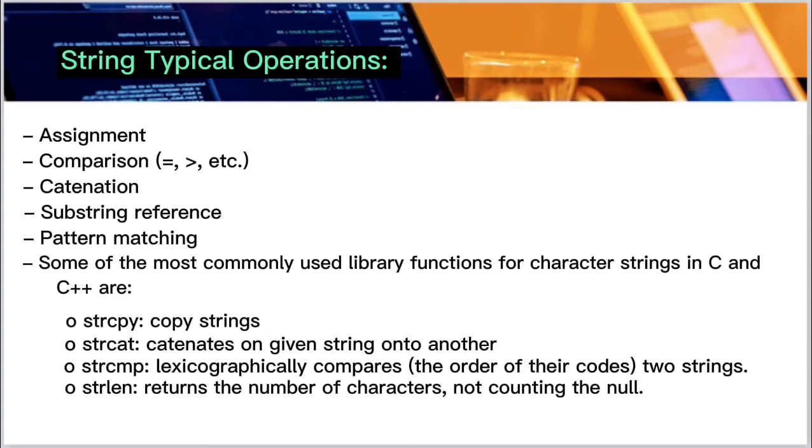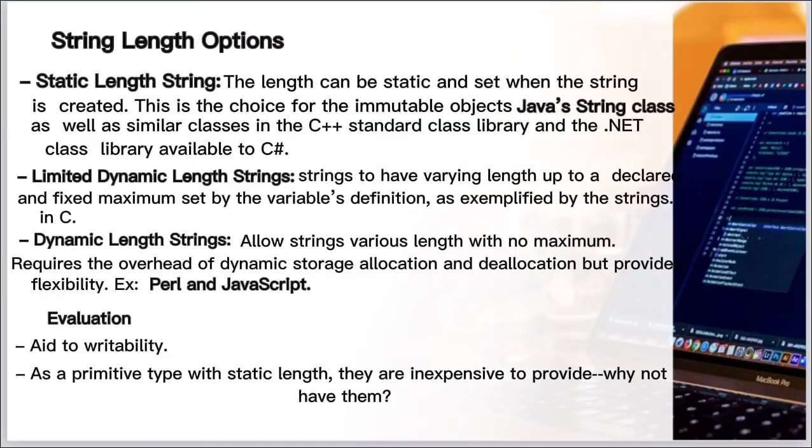In Java, strings are supported as a primitive type by the String class. String length options: first is static length string. The length can be static and set when the string is created. This is the choice for the immutable objects of the Java String class, as well as similar classes in the C++ standard class library, and the .NET class library available to C#.